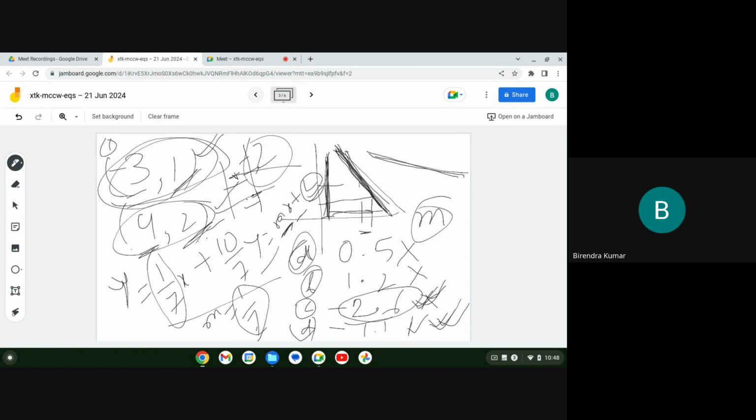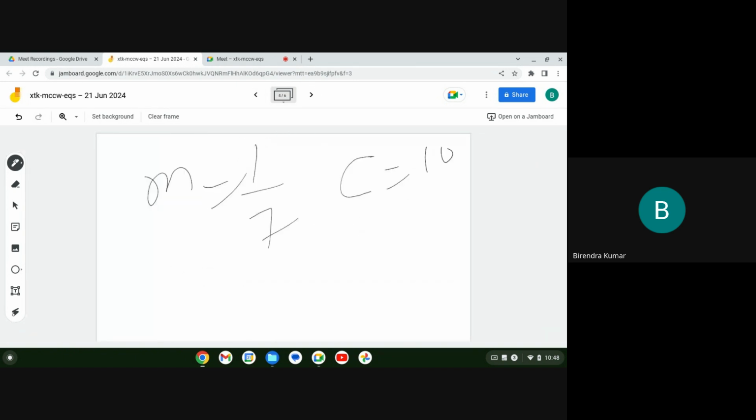So 10 by 7. Let's say my value of c is 10 by 7, then y equal to mx plus c, so 1 by 7 into x, plus 10 by 7. This becomes your equation. If you want to simplify it further, you can also do that. Do the LCM, and 7 is common, so it becomes 7y equals x plus 10. That becomes your equation. Okay.